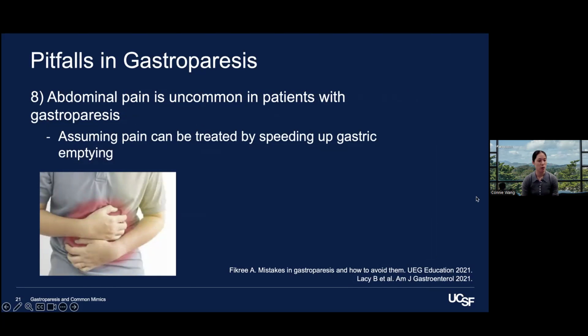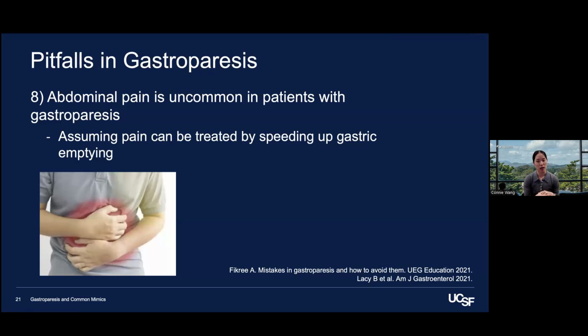So the next pitfall is a common mistake I see: thinking that abdominal pain is uncommon in patients with gastroparesis. In studies, it's reported that about 90% of patients have some degree of abdominal pain, and it is technically one of the cardinal symptoms of gastroparesis. It most commonly presents in the epigastric area. Keep that in mind, but also the assumption that abdominal pain will be treated or improved if we simply speed up the gastric emptying.